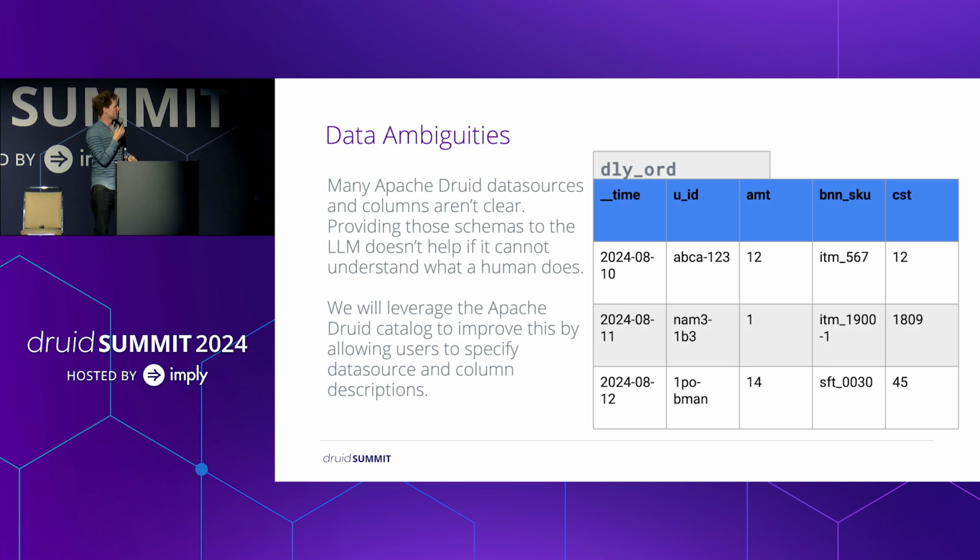Another thing I ran into is data ambiguities. Many Apache Druid data sources and tables can have nonsensical names and also nonsensical column names. The LLM is actually very good at figuring out what those are. So in this contrived example I have time, I have UID, I have AMT, BNN, SKU, and CST, and the data source is DLY_ord. I know the LLM will likely be able to figure this out, but I've seen things that are XPIE, and there's not really much context for stuff like that. So the other thing there is we also chose to leverage the ability of Apache Druid catalog to improve this by allowing users to specify data source and column descriptions in case they want to leverage the actual NLQ translation functionality in and of itself.